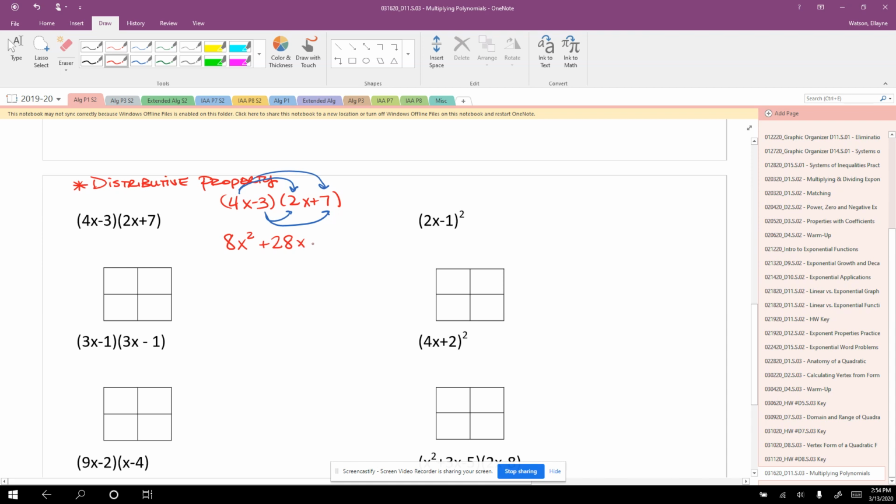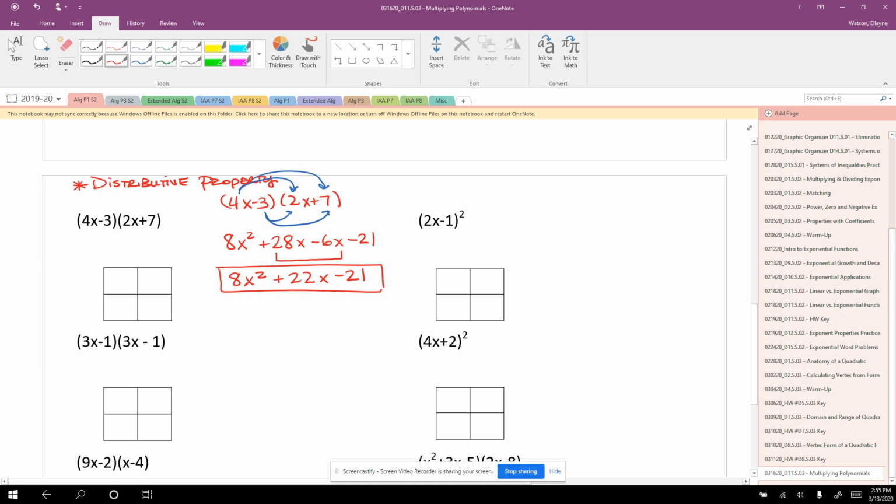Keep going. Now the second term is negative 3. Multiply that by each term in the second parentheses. So then we'll have negative 6x minus 21. Now what we want to do here is combine like terms. These two that I just underlined are like terms. They are like terms because they have the same variable, in this case x, and the same exponent or degree on that variable. In this case, they both have a degree of 1. So we can combine those two. Now we have 8x squared plus 22x minus 21, and that is our answer.